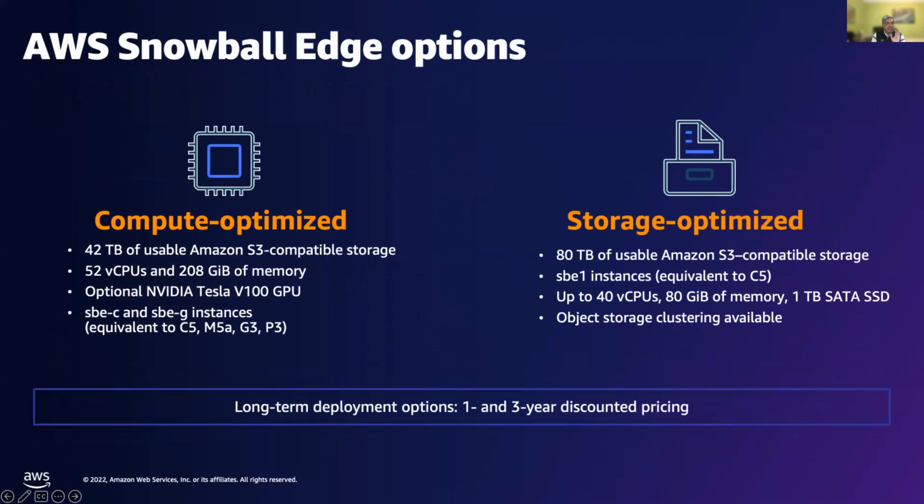Snowball Edge is a type of offline device. It's got storage and compute built into it. It's basically meant for remote locations where you may not have good internet connectivity, or you may have spotty connectivity, or no connectivity, right? And you want to be able to process data locally. That's really where you would want to use it. So you have two types of Snowball Edge options. One is more compute optimized, and the other one is storage optimized, right?